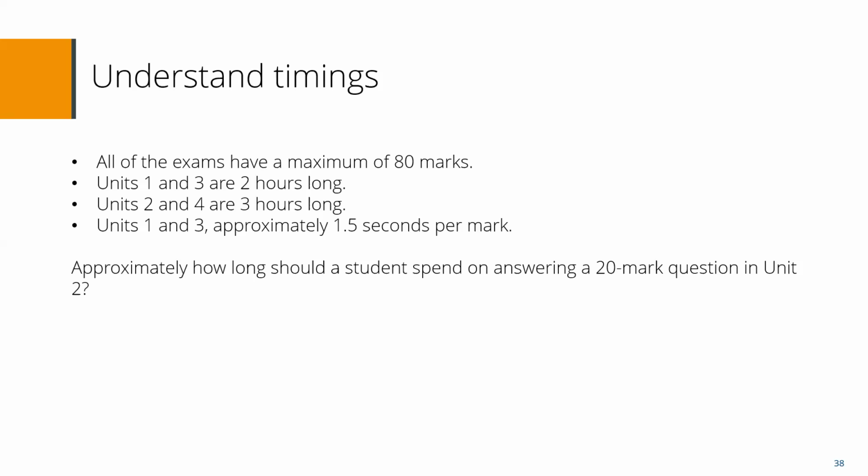Okay. Who spotted the problem? Well, apparently Unit 1s have 1.5 seconds per mark. Therefore, if they had a 20-mark question, they've got roughly 30 seconds to answer it in. So I think you realise that should have read 1.5 minutes per mark, right? Not 1.5 seconds. But there we go.